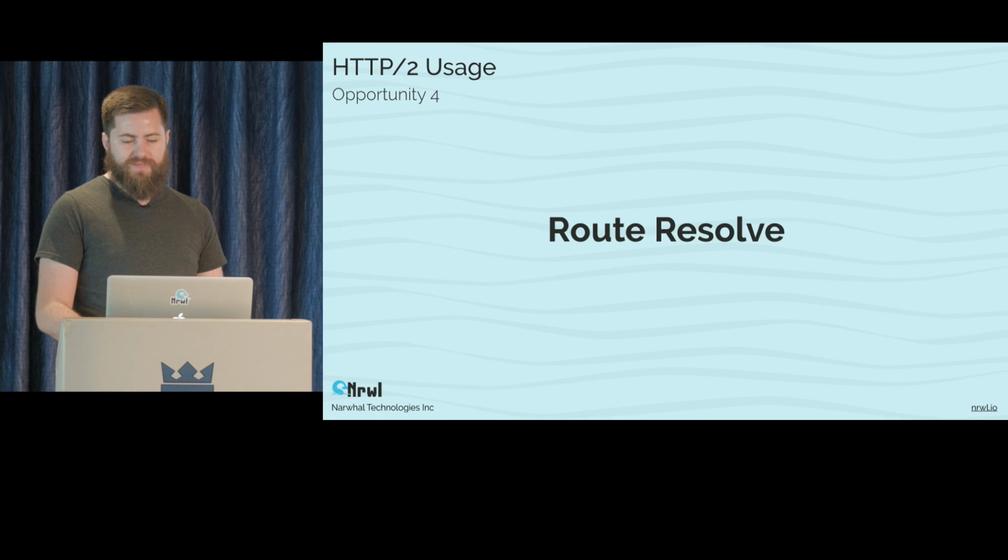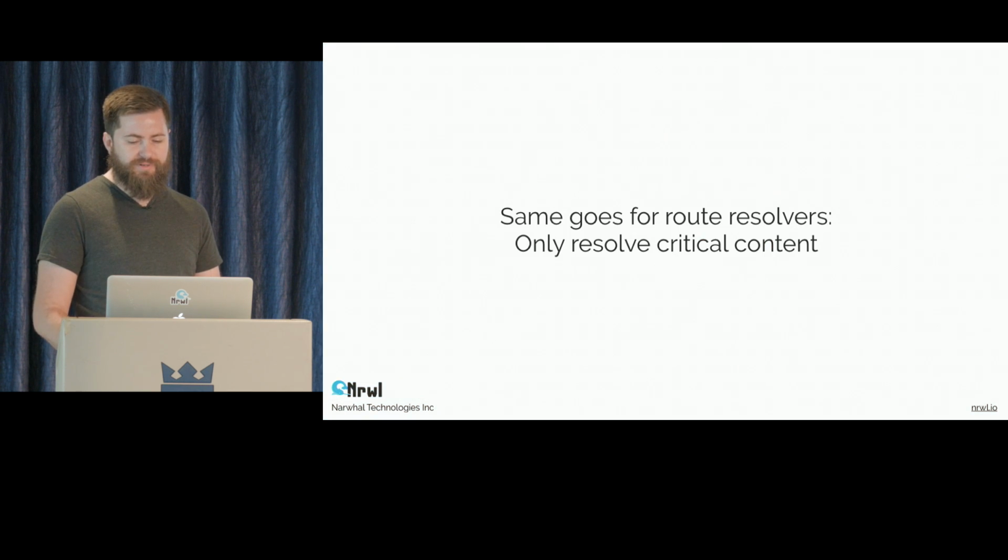So the next thing, something in the same vein, is route resolvers. If you've got route resolvers where you're doing the same kind of data loading and you're blocking the resolution of your route until all the data is present, it's probably going to make for a worse user experience. You're waiting for multiple requests to resolve before you're showing any content. So route resolvers should only have the critical content for the view you're trying to render.